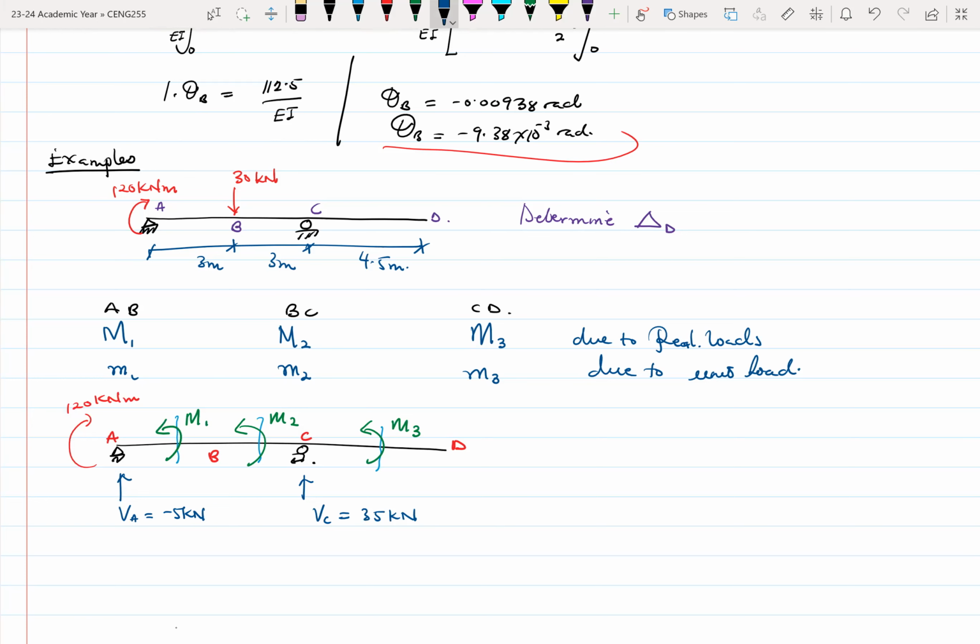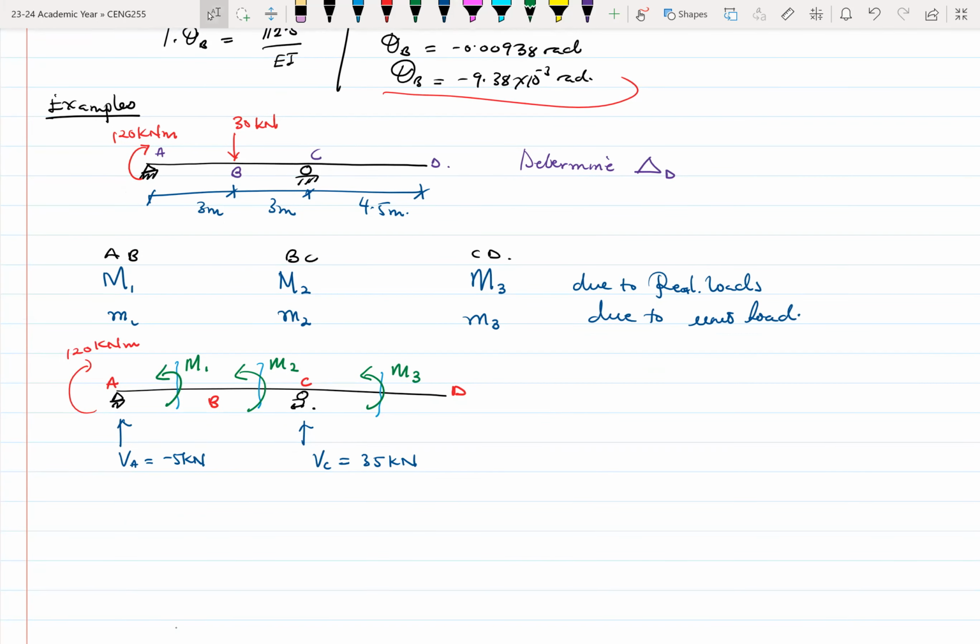So now let's look at M1. With M1, we take a section between A and B. So for M1, we just go this way and take that section here. This is your VA. There's a point moment here of 120 kilonewton meter, and you want to find M1. Let's call this distance X1.